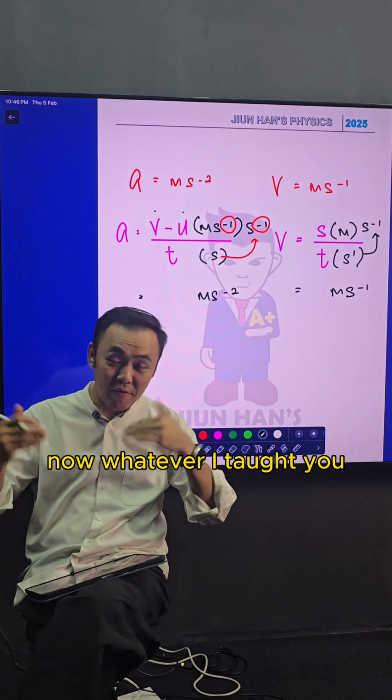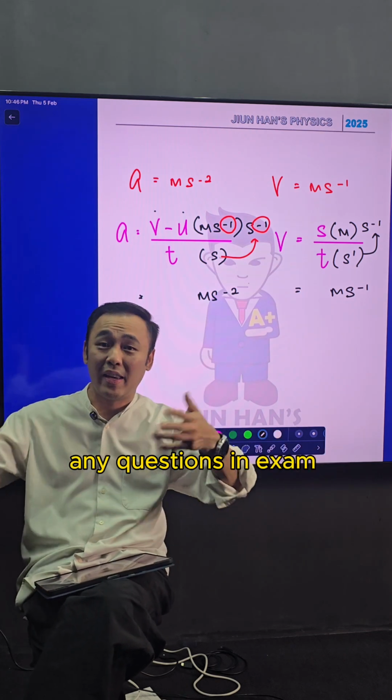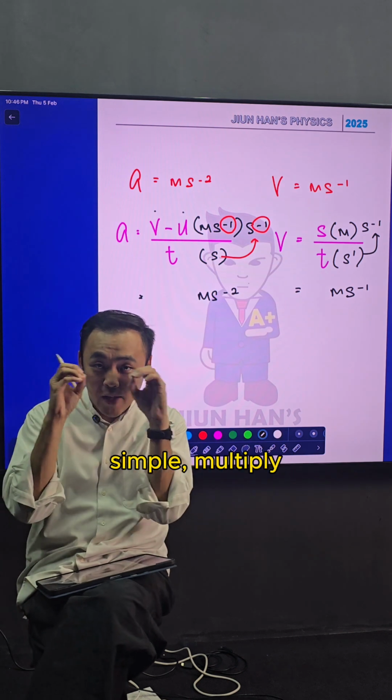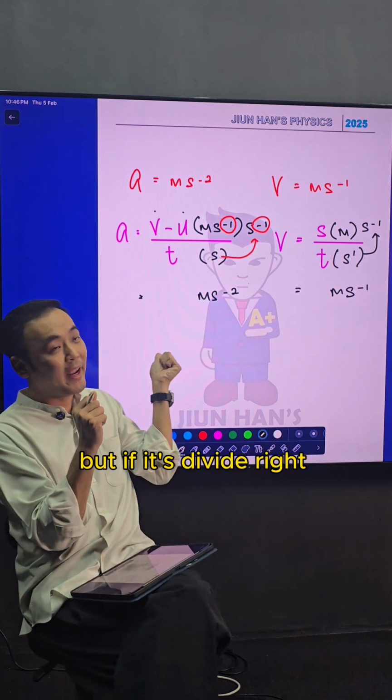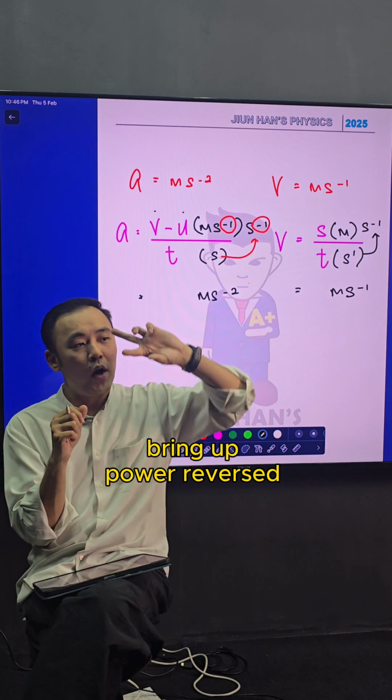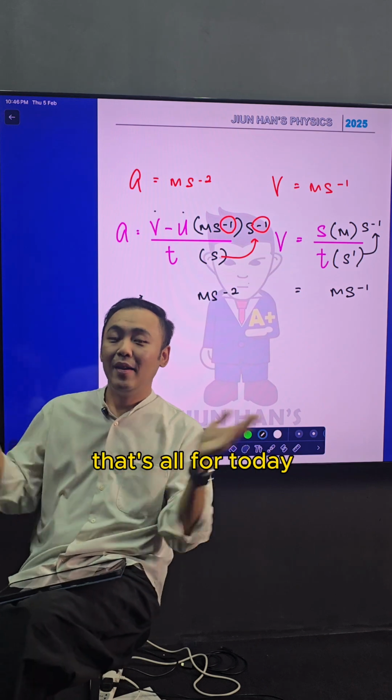Okay? Now, whatever I taught you not only applies for these two formulas, literally any questions in exam they ask you. Simple. Multiply, you put the power together, you just A times B, AB. But if it's divide, this is the trick here. Bring up, power reversed. Positive becomes negative, negative becomes positive. Okay? That's all for today.